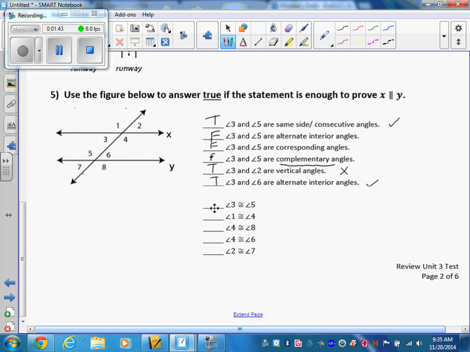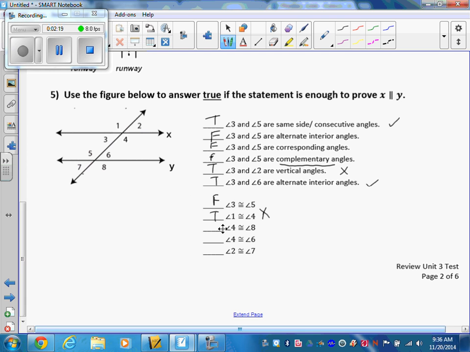So, is the measure of angle 3 congruent to the measure of angle 5? No, they are not congruent. They're same side interior. That means that they add to give you 180. Angle 1 and angle 4 are equal. That's true. But again, these are vertical angles, and vertical angles is not enough to give you parallel lines.